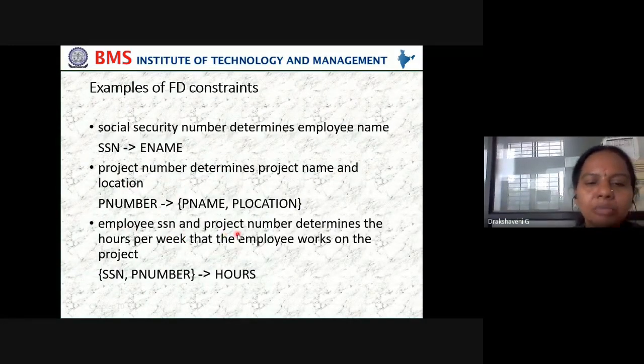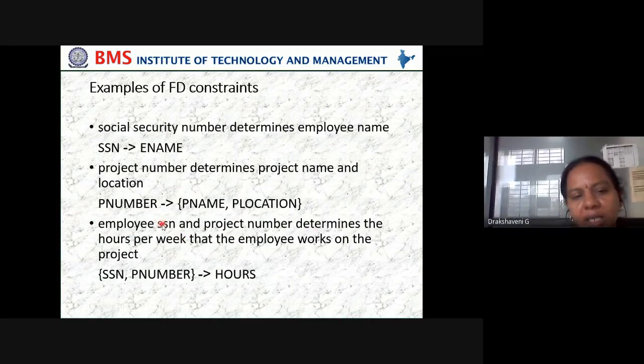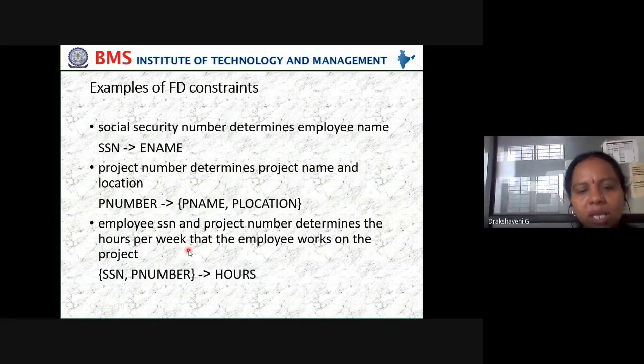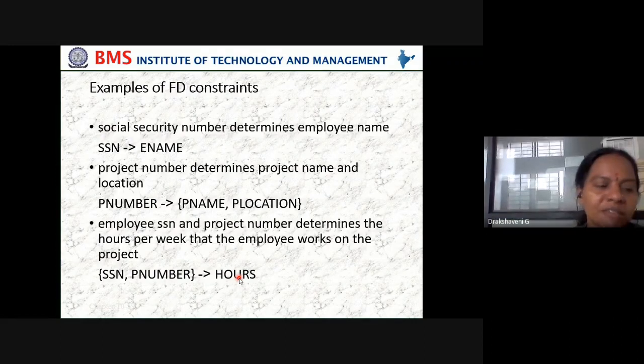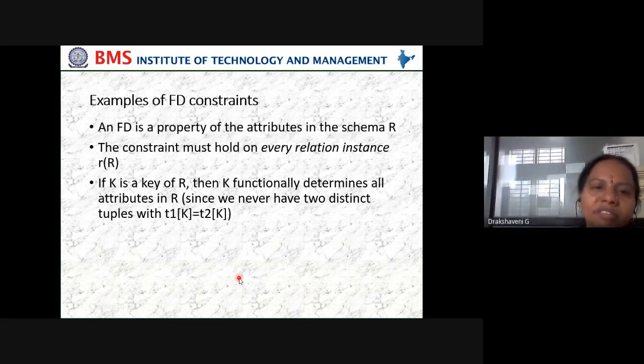Employee SSN and project number determine the hours per week that the employee works on the project. That's what here: social security number and which project he is working on, and using these two, I can say how many hours a particular person is working. So these are the examples of functional dependency constraints. We will see some more and define how the functional dependency works.